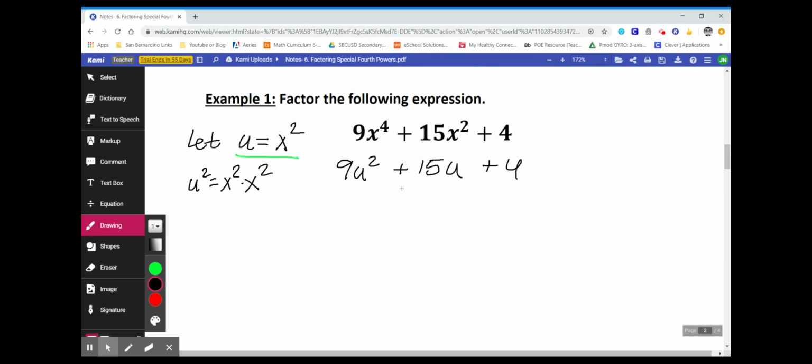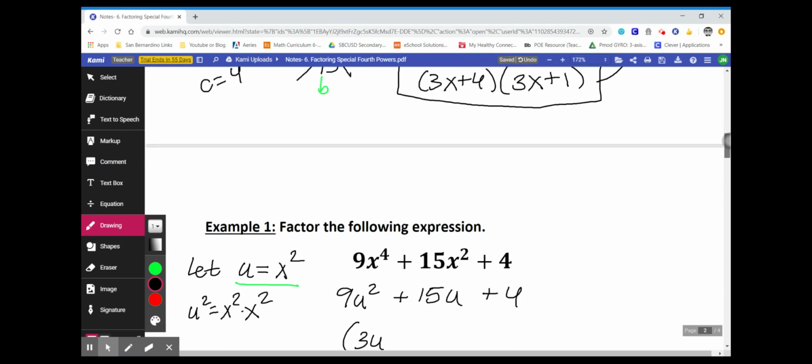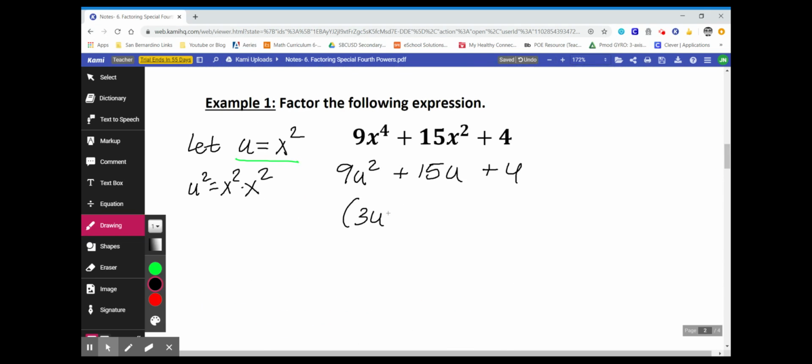So when I factor this out with the x, I would get 3u, what was it again? 3u plus 4 and then 3u plus 1. So you would factor it out like you normally would, and then you would write the factors out. So this is the final answer.